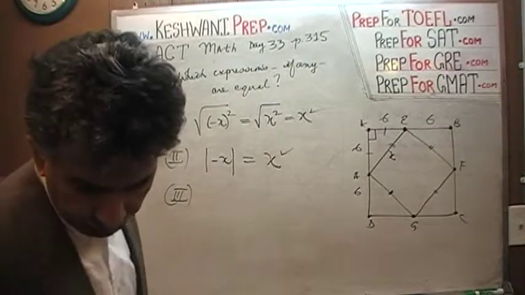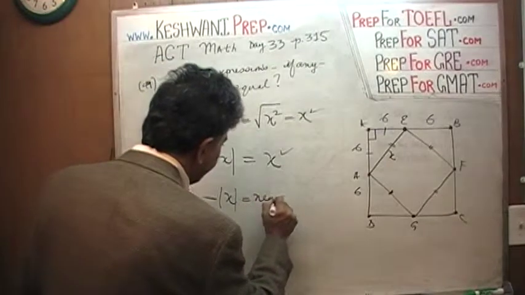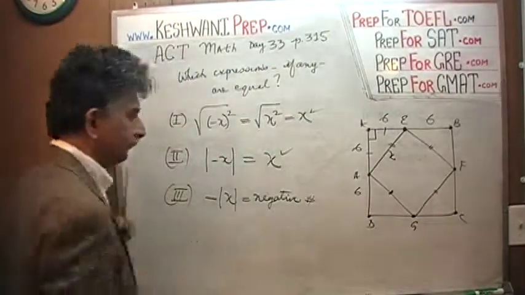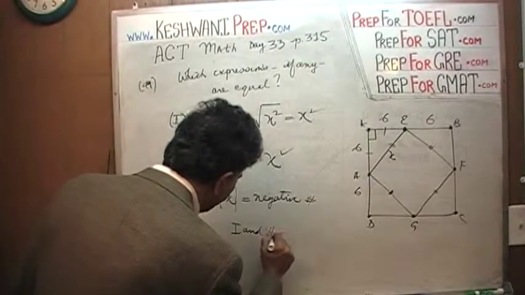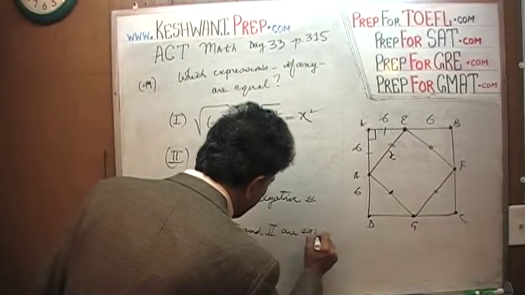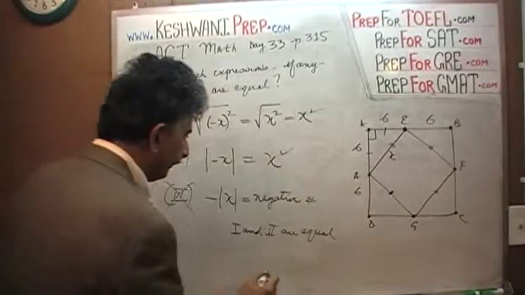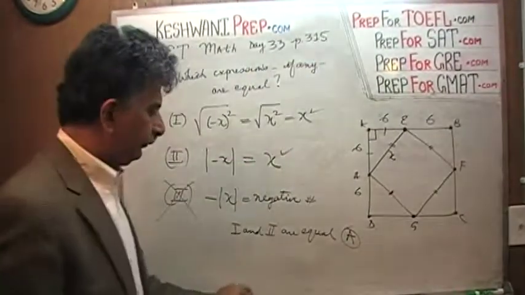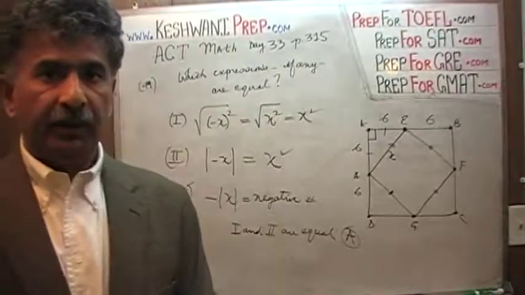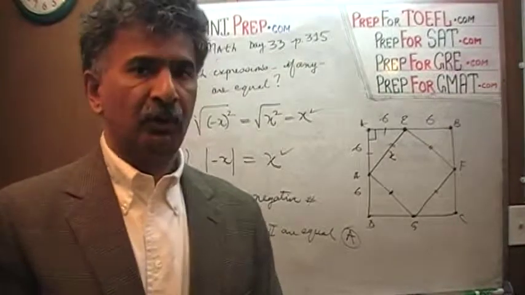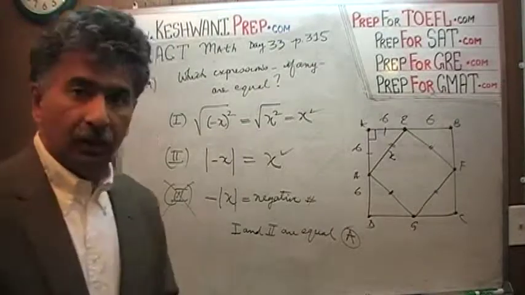And the third one says negative of the absolute value of x. This is a negative quantity, and therefore this one is not equal. The answer is 1 and 2 only. The answer is A. Only quantities 1 and 2 are equal to each other. The quantity in number 3 is actually a negative quantity, because the negative appears outside the absolute value sign.